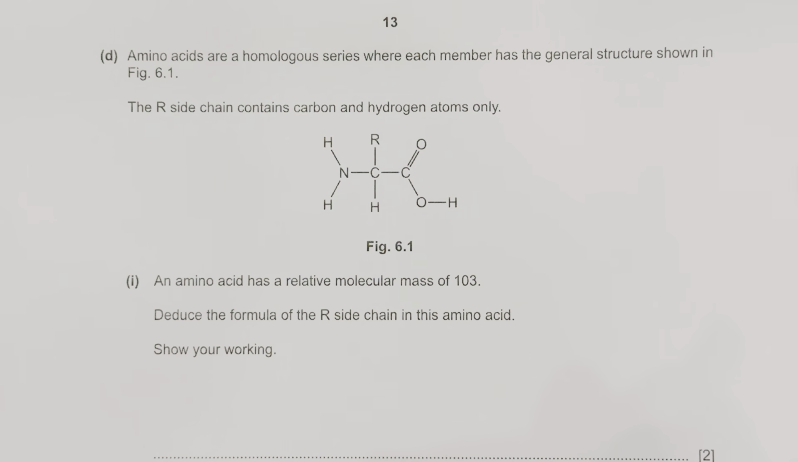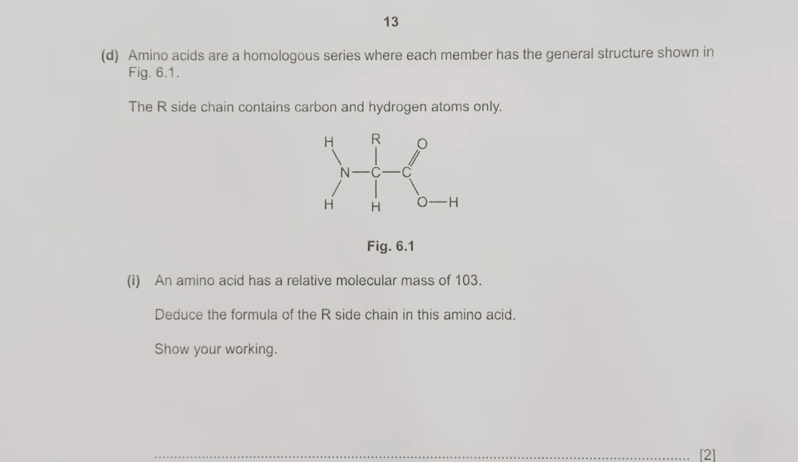Okay. Amino acids are a homologous series where each member has the general structure shown in the figure. The R side chain contains carbon and hydrogen atoms only. An amino acid has a relative molecular mass of 103. Deduce the formula of the R side chain in the amino acid.